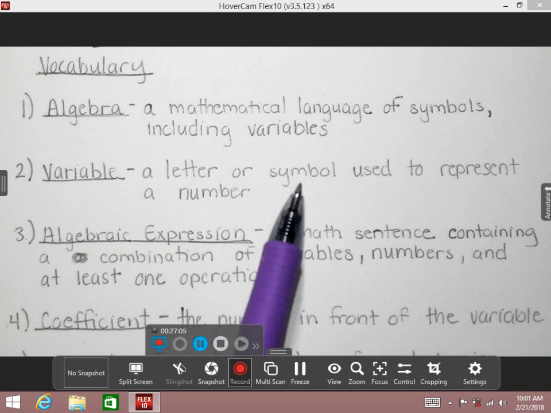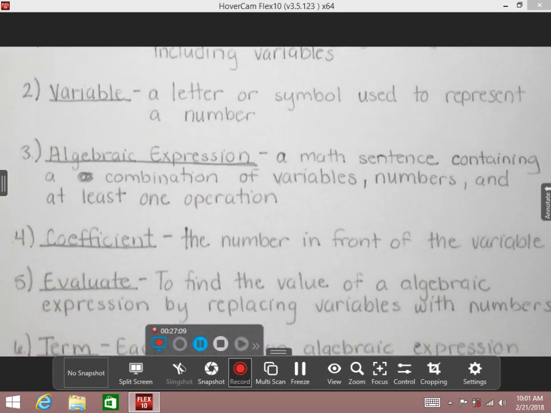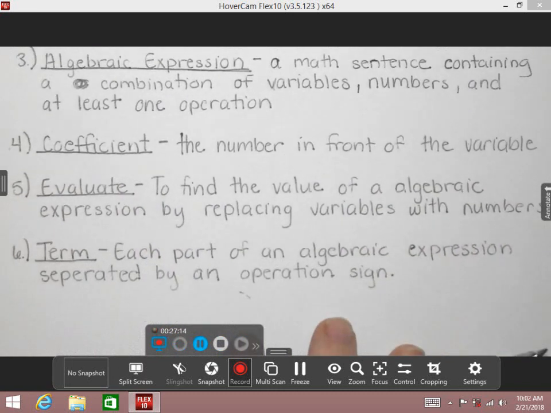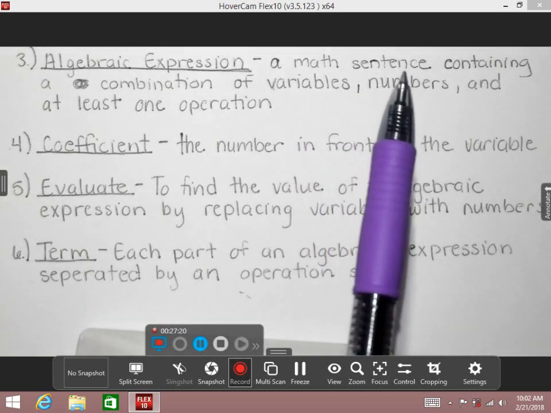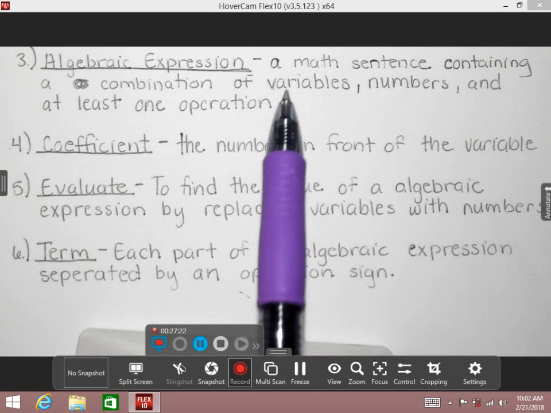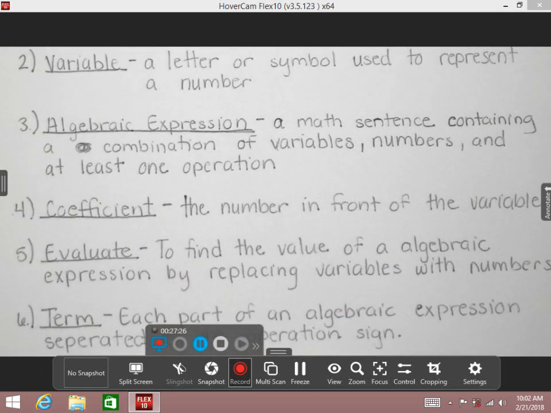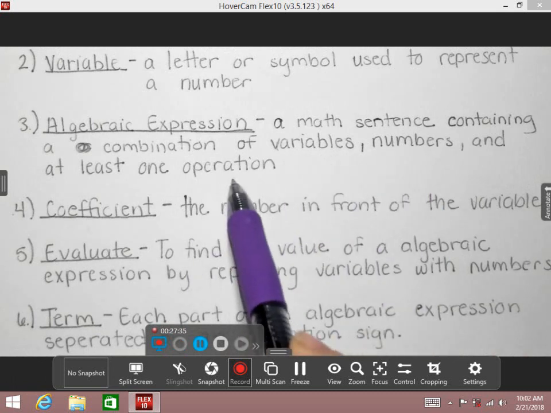We're not going to be using these symbols. We're just going to stick to letters. You will see those in some later math classes as you progress. Number 3 was algebraic expression. An algebraic expression is a math sentence, all right, containing variables and numbers. All right, there's number 2 again. Please make sure while you're eating we're still writing. All right. An algebraic expression is a math sentence containing a combination of variables, numbers, and at least one operation.